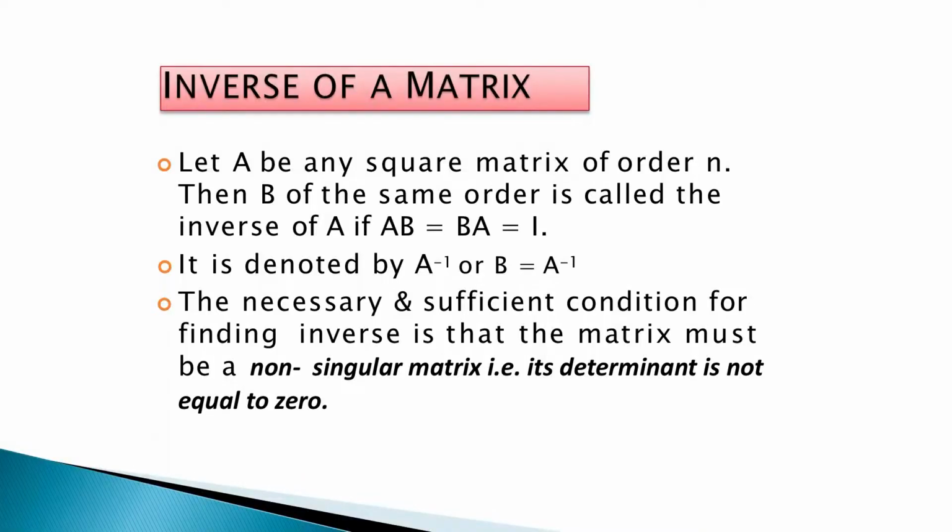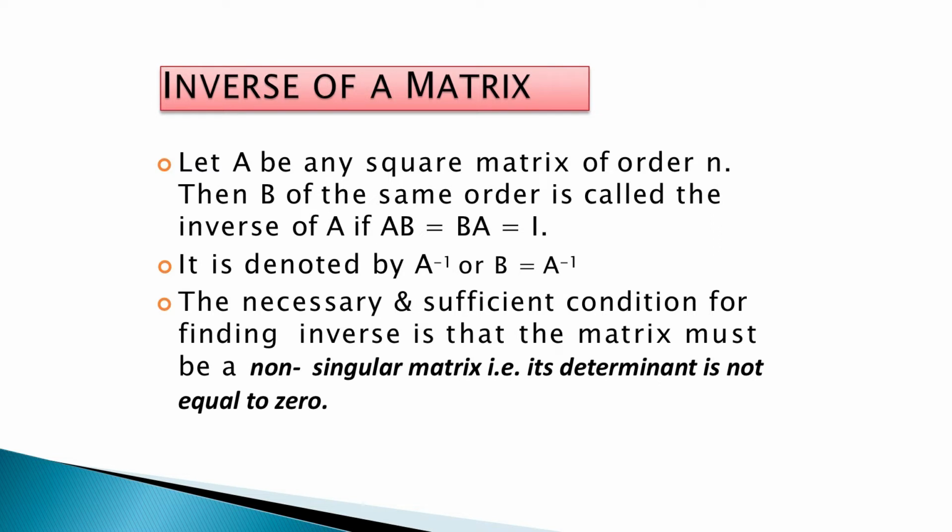Let A be a square matrix of order n, then B of the same order is called the inverse of A if AB is equal to BA is equal to the identity matrix. It is denoted by B is equal to A inverse. The necessary and sufficient condition for finding the inverse is that the matrix must be non-singular.